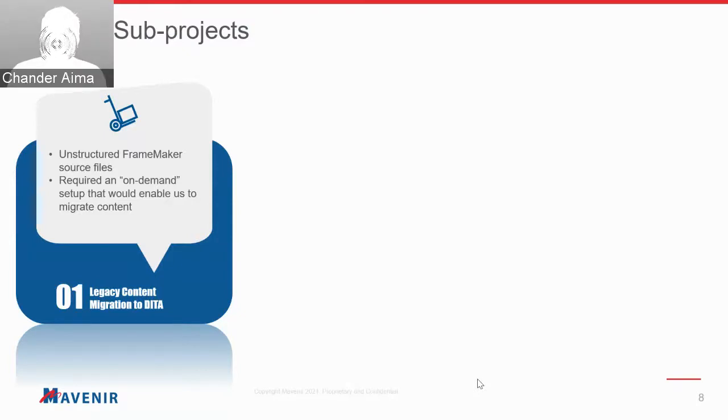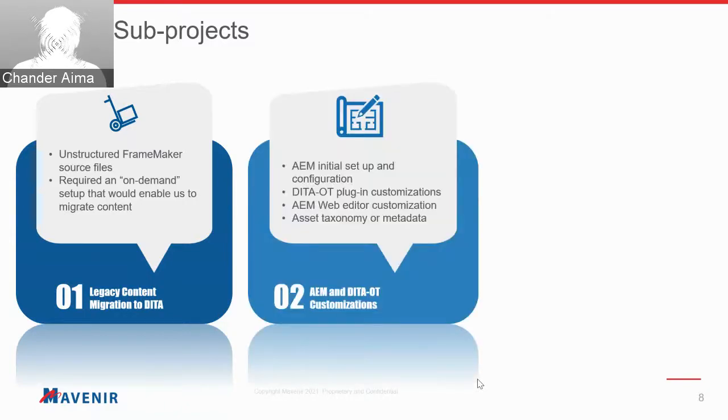Our first task was that we had a lot of legacy content and it needed to be moved to DITA. We had a big chunk of content as FM source files, and we were interested in a framework rather than just outsourcing this work to some vendor, getting the files back, and starting all over again. We were also interested in a framework that would require minimal effort during the conversion process. So that was one sub-project that we identified.